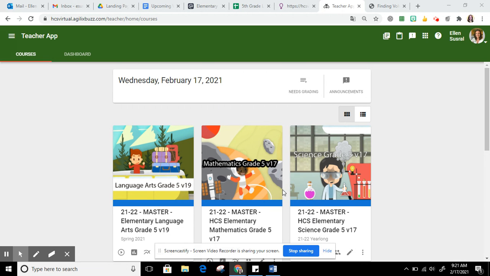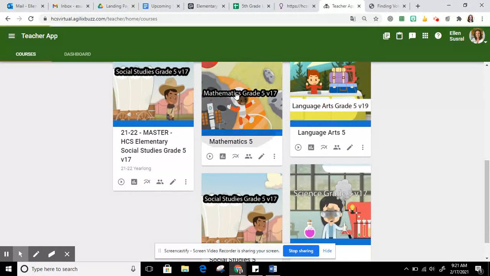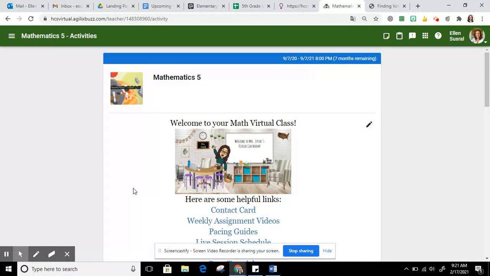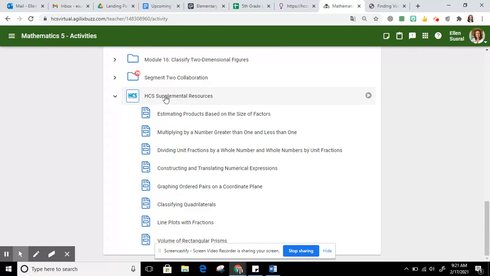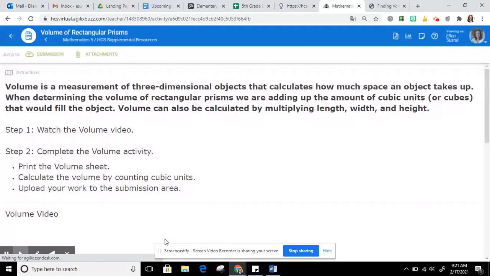Finding Volume. You're going to go to your math course. It's under HCS supplemental resources all the way at the bottom. And your last one is called Volume of Rectangular Prisms. You're going to click on that lesson.